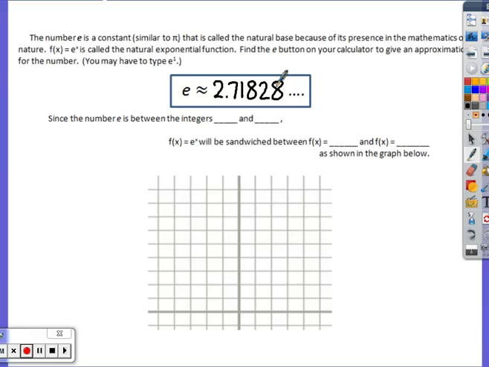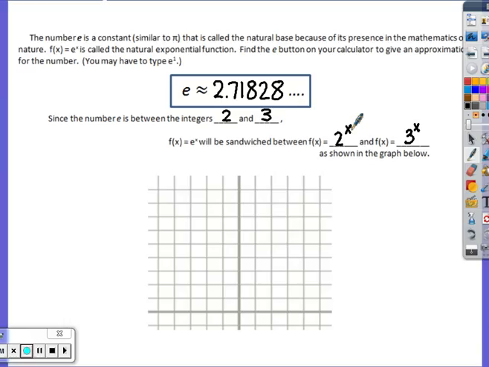So let's first just talk about the number. That number is between what two integers? Good. Between 2 and 3. And so the graph, e to the x, should look kind of like 2 to the x, kind of like 3 to the x, only it would be sandwiched somewhere between those. And sandwiched is an actual mathematical term. Sandwiched between those two graphs. Let's just quick draw a 2 to the x and a 3 to the x.